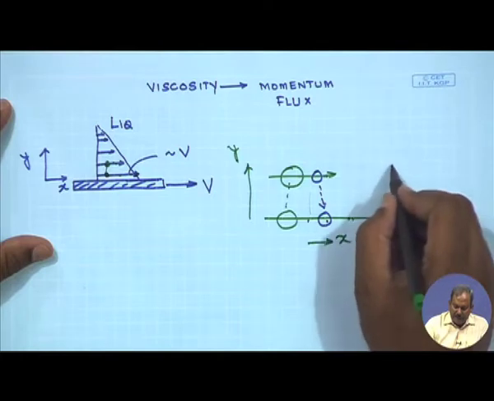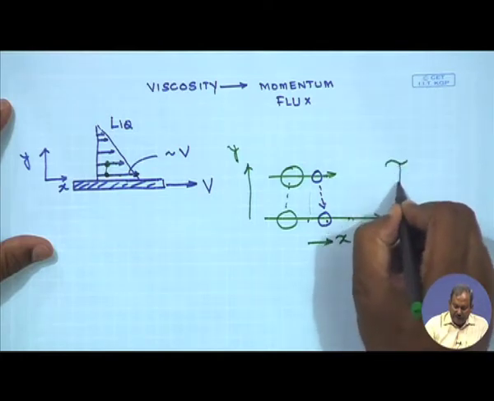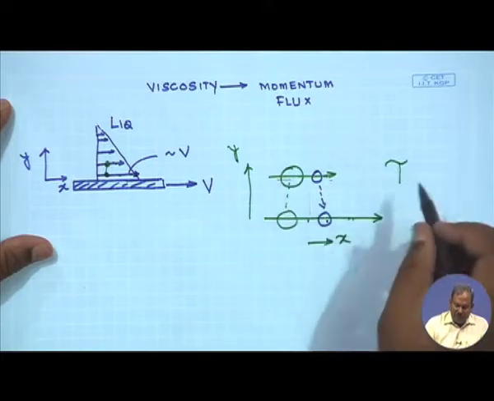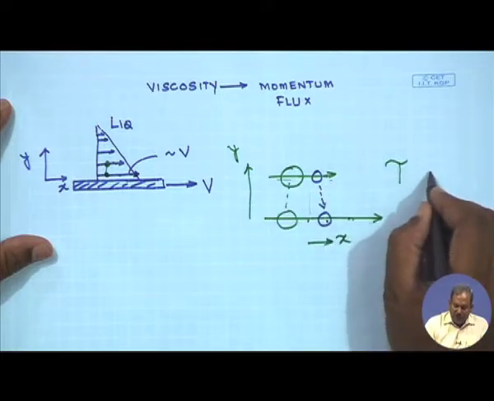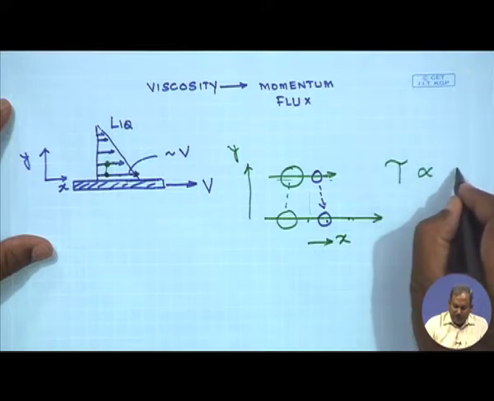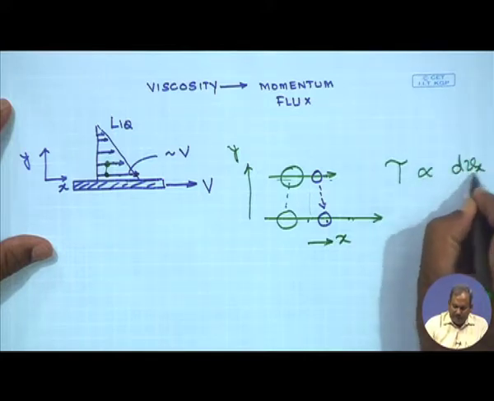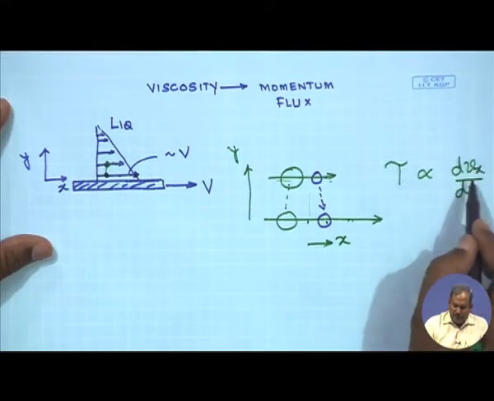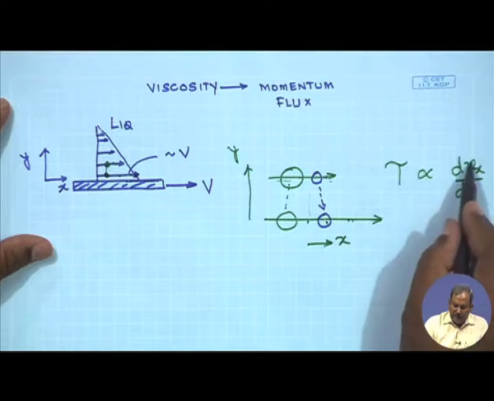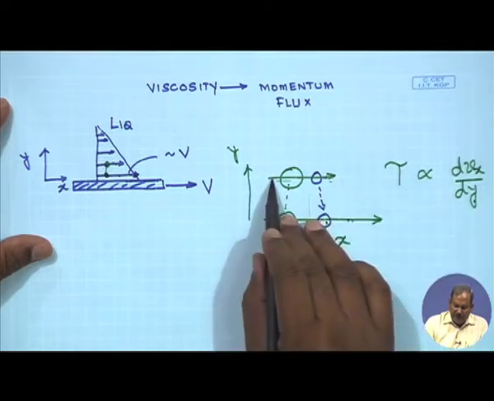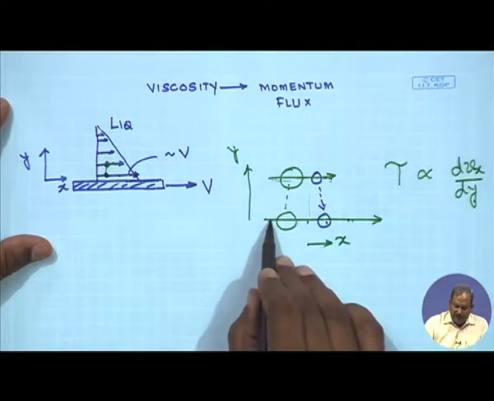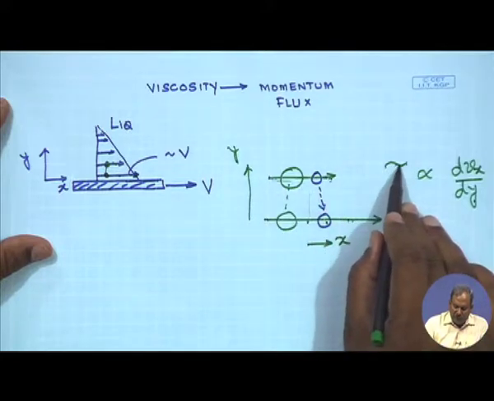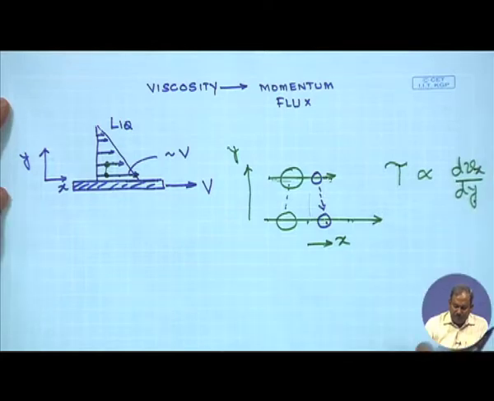And the phenomenological equation connects the shear stress, which results from the molecular transport of momentum. It is found to be proportional to the velocity gradient, dvx/dy, the variation of the x component of velocity with y. The stress experienced by this layer because of the difference in velocity between these two layers is known as shear stress and is expressed in this form.